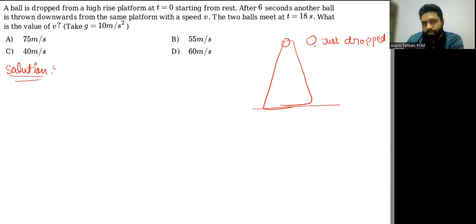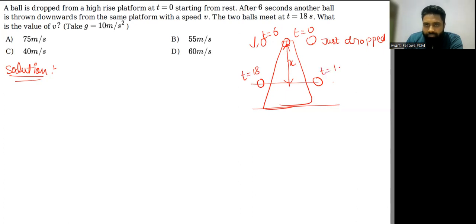This ball is dropped at t equals 0, and another ball is thrown. Let's say I'm denoting it here. This ball is thrown at t equals 6, and they will meet at some distance from this point. Let's say this distance is x at t equals 18 seconds. So the distance traveled by them would be the same if they are meeting at the same point.